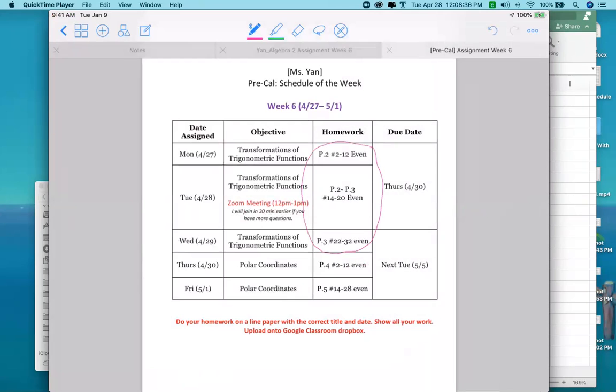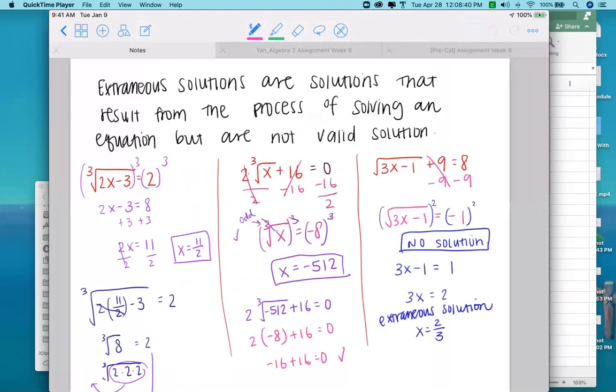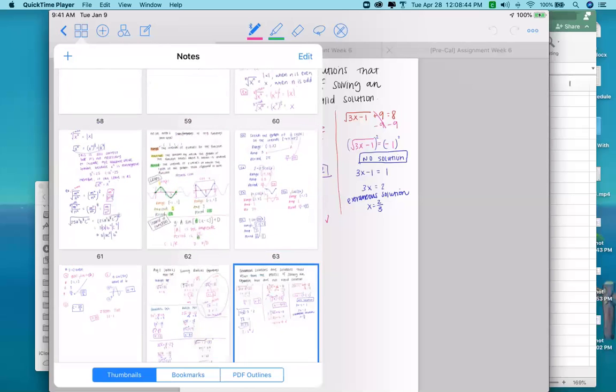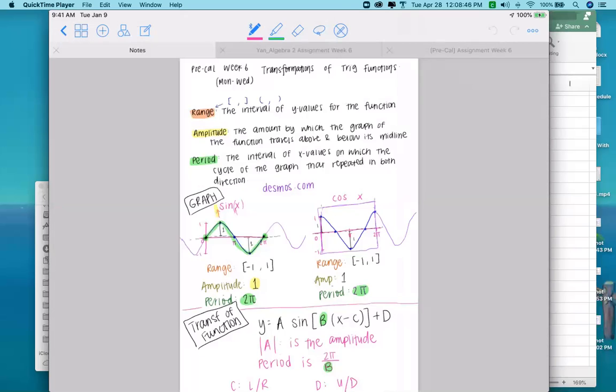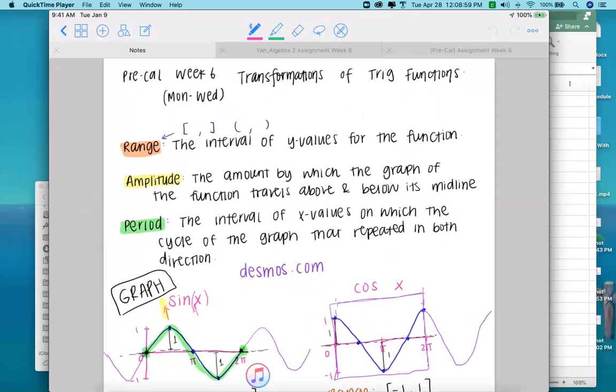So let's look at the first type of questions. Hold on. Okay, for those of you who haven't watched the video yet that I made yesterday, I'm gonna briefly talk about my notes so you have an idea what we're doing. We're gonna be doing transformation of trig functions. There are 3 words that you have to kind of know: range, amplitude, and period.